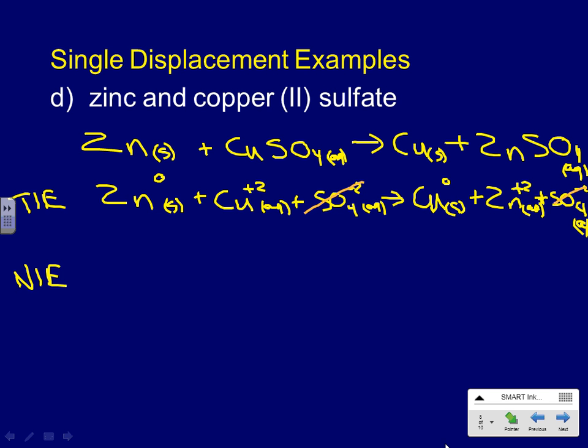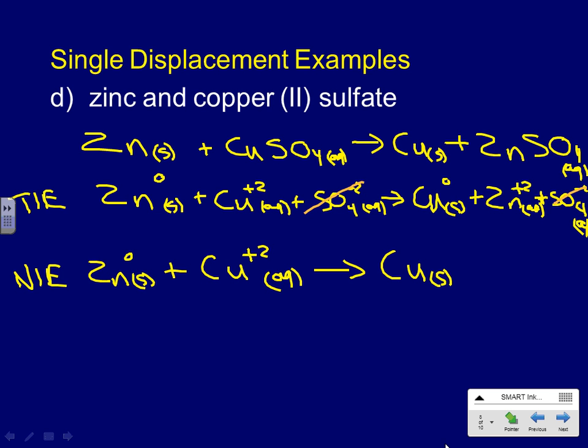I'm writing everything down that is not the spectator. Zinc 0, solid, Cu plus 2, aqueous, gives Cu, solid, 0, Zn plus 2, aqueous. The sulfate has nothing to do with it. The other dance partner has nothing to do with it.